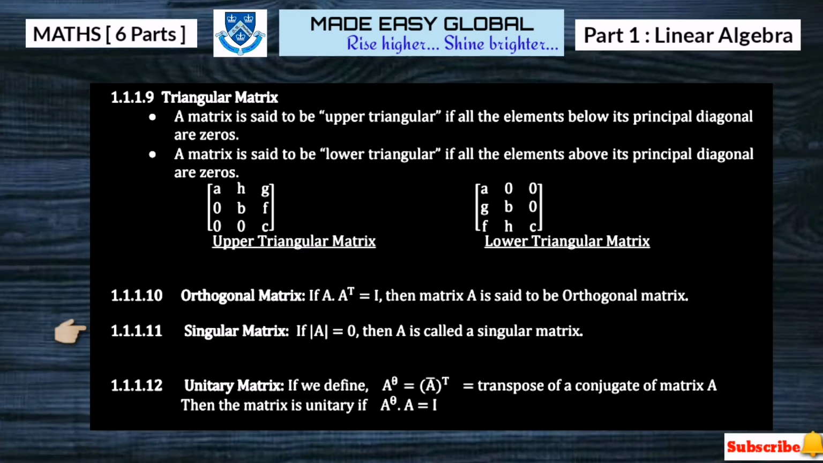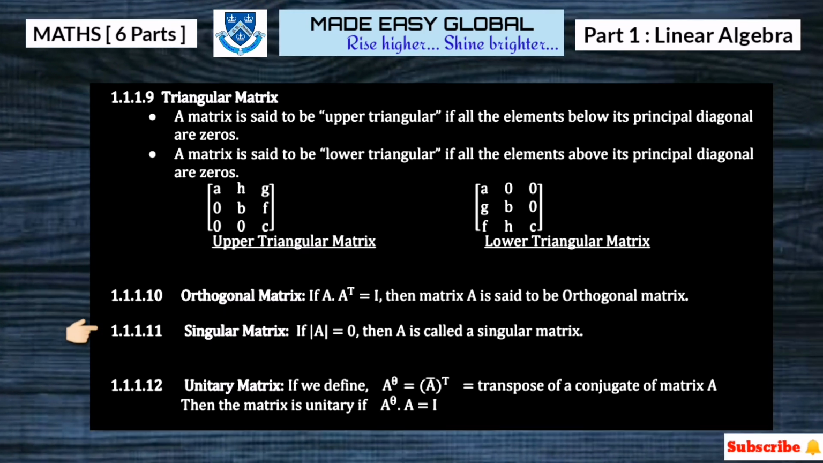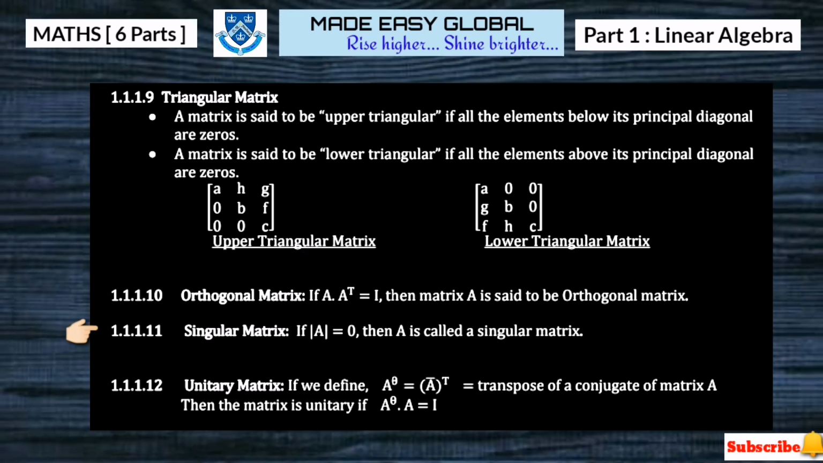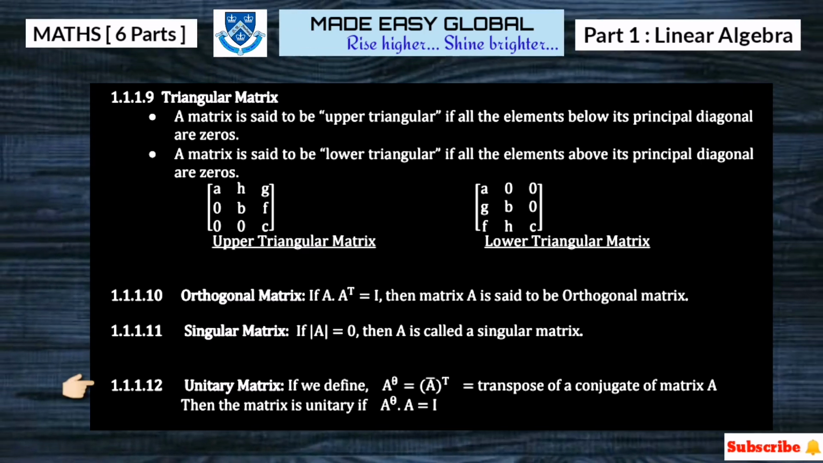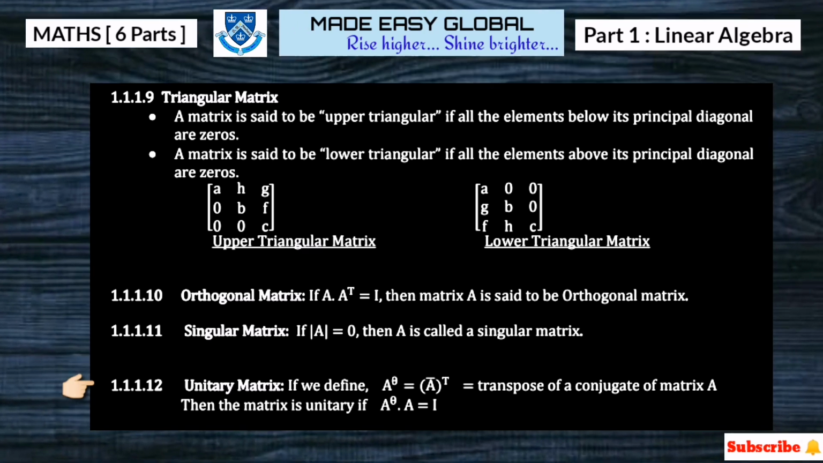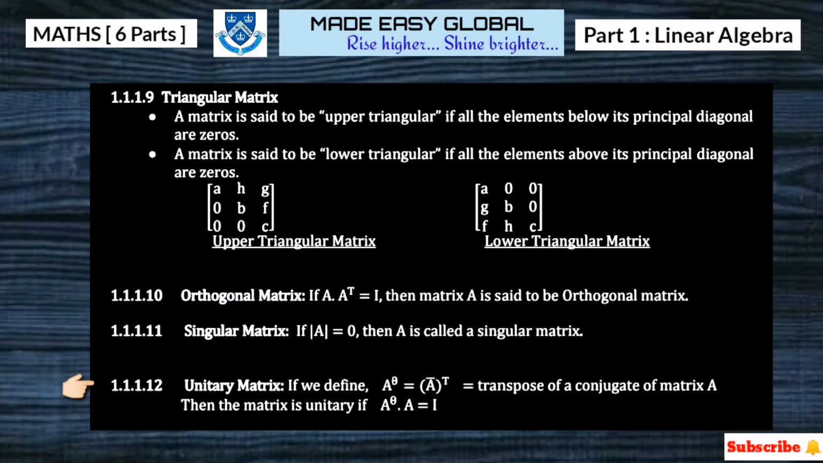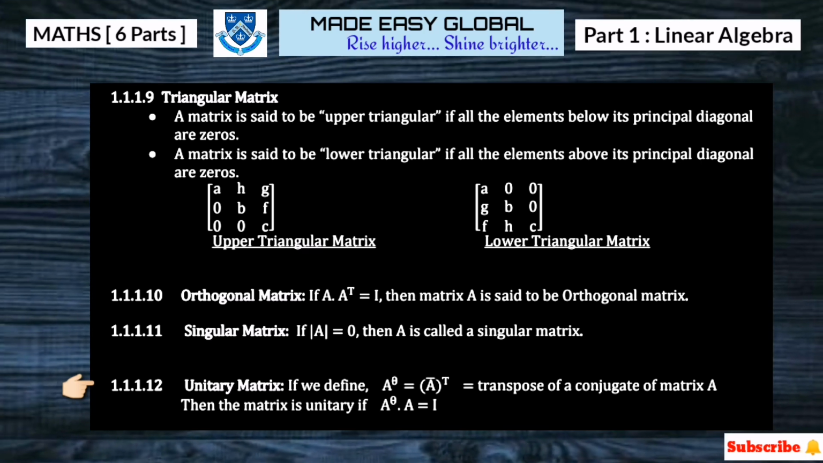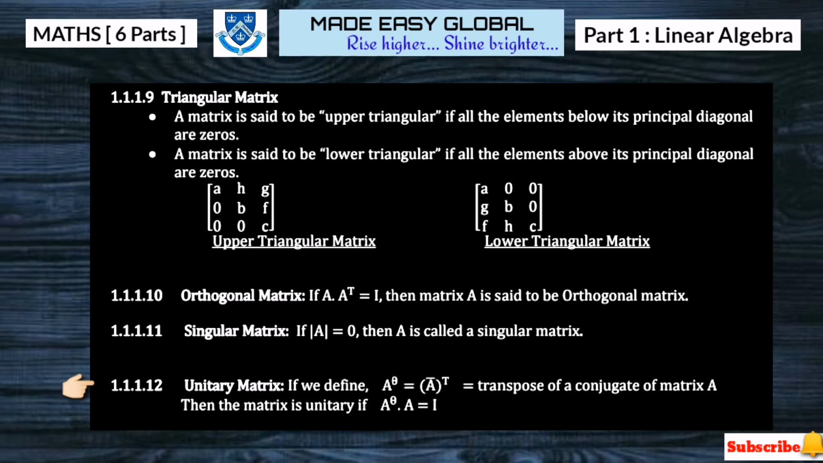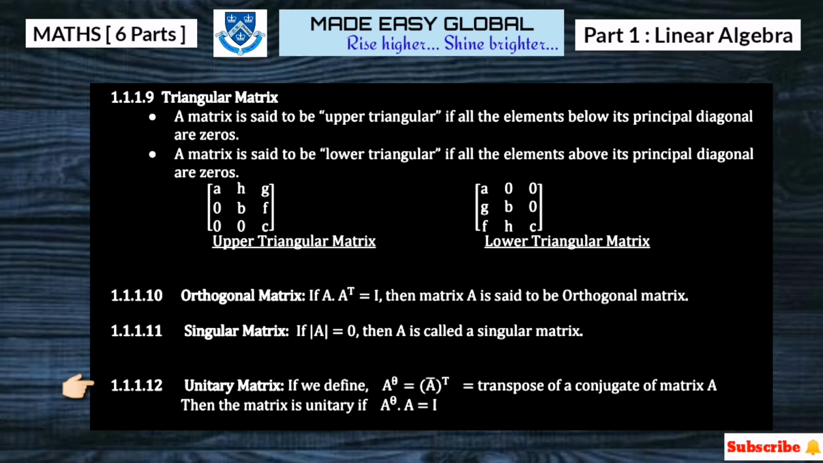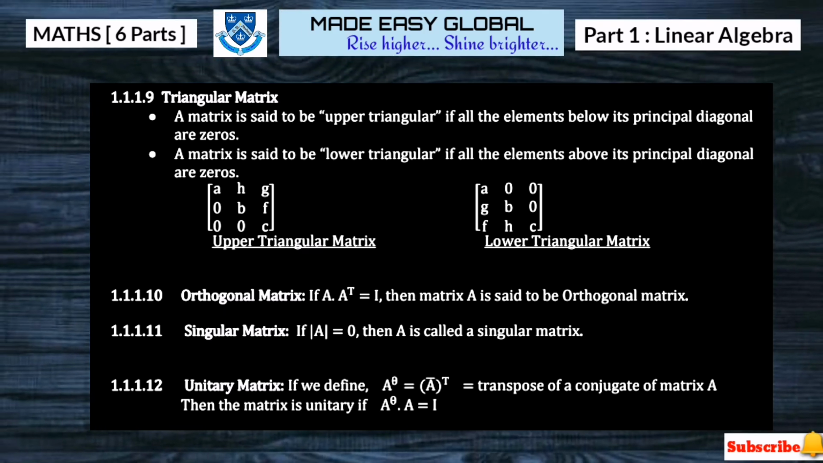Similarly for the singular matrix, if mod A is equal to 0, then A is called a singular matrix. Then the next one is the unitary matrix. If we define A theta equal to A bar transpose, which is the transpose of the conjugate of matrix A, then the matrix is unitary if A theta into A is equal to I, where I is the identity matrix.